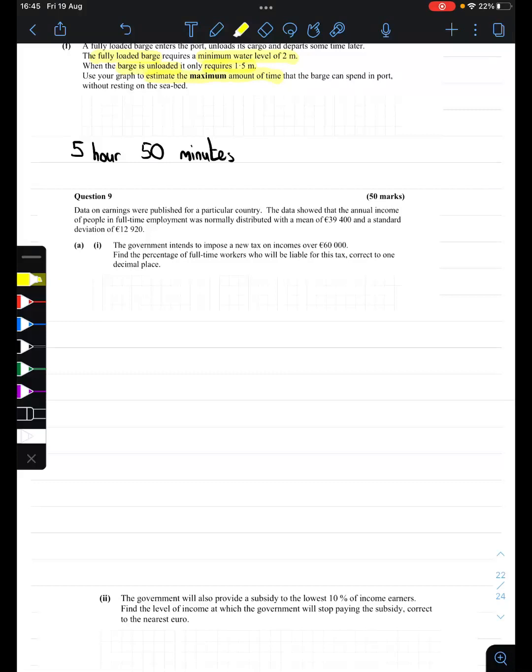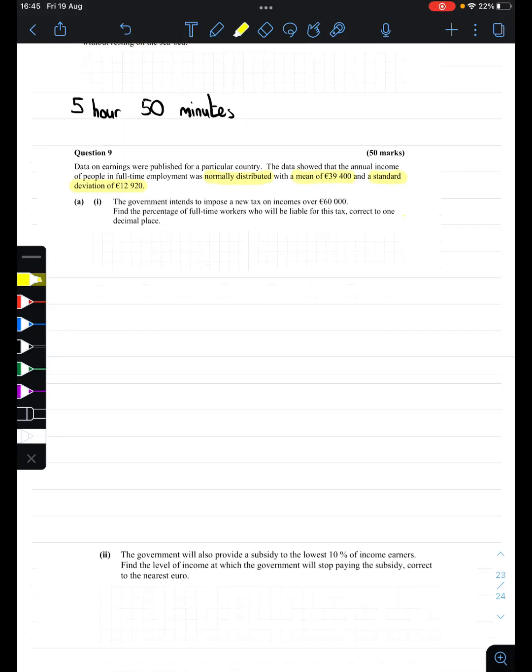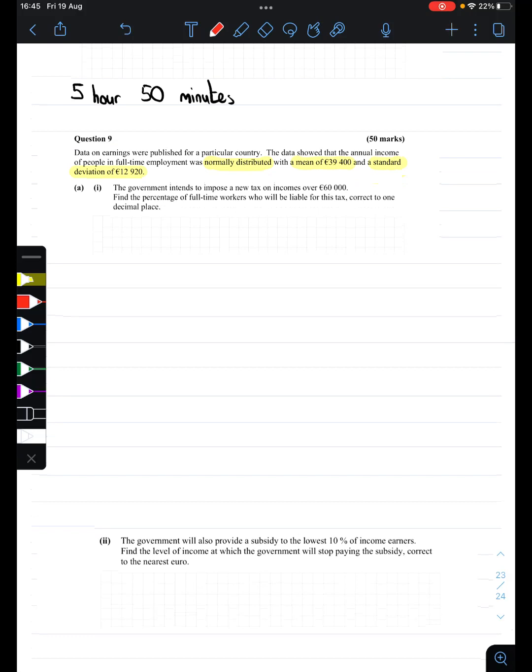Hi guys, today we're going to take a look at question 9 of the 2016 exam paper 2. Okay, so data on earnings were published for a particular country. The data showed that the annual income of people in full-time employment was normally distributed with a mean of 39,400 and a standard deviation of 12,920. So straight off the bat, before we even look at part 1, let's write this down.